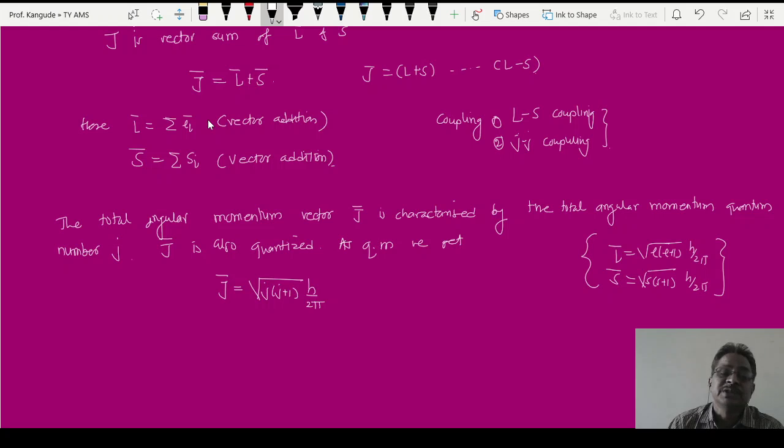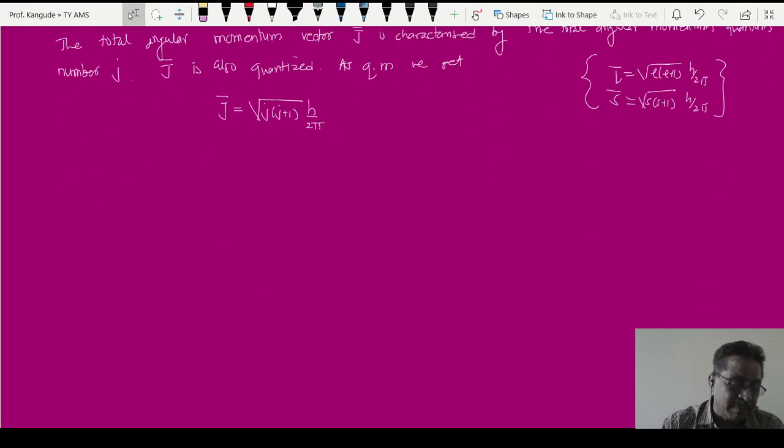The same is applicable for J bar also. So J bar is given by root of small j into j plus 1 into h upon twice pi, where small j is the total angular momentum quantum number. Capital J is a physical quantity. Small j is a number. The dimensions of this J bar will be the dimensions of h upon twice pi. Twice pi is again a number, but the dimensions of angular momentum, that is Planck's constant, are the same as the dimensions of J bar. So J bar quantum mechanically is root of small j into j plus 1 into h upon twice pi. Whatever we did for orbital and spin angular momentum is applicable here too.